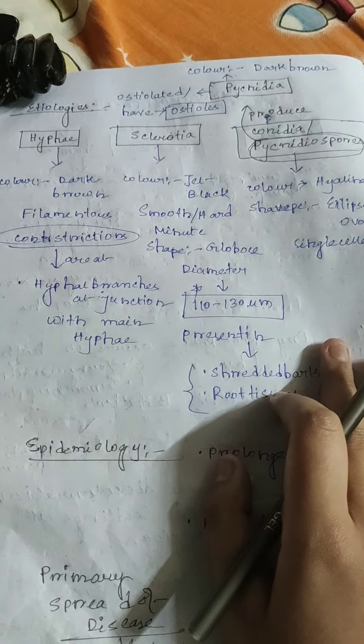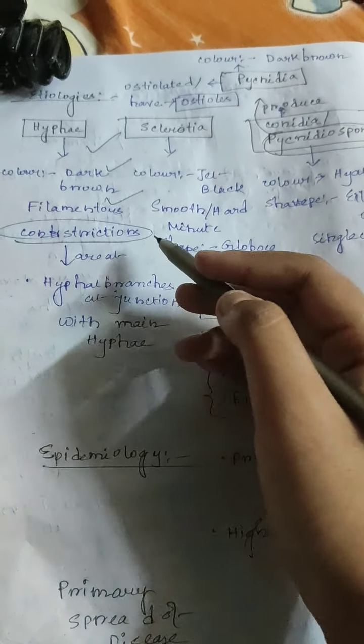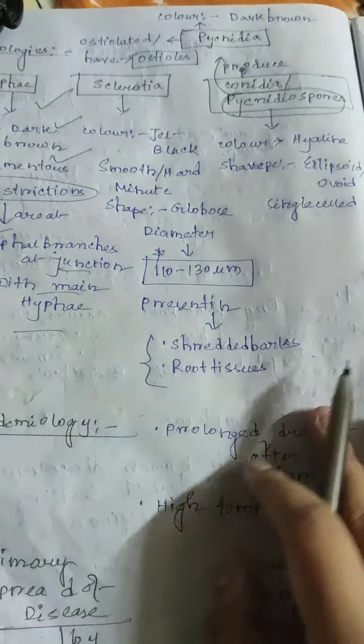Three types of etiologies are there. First is hyphae, color is dark brown, filamentous. Constrictions at the hyphae are at hyphal branches at the junction with main hyphae.